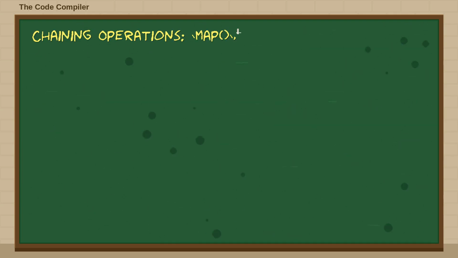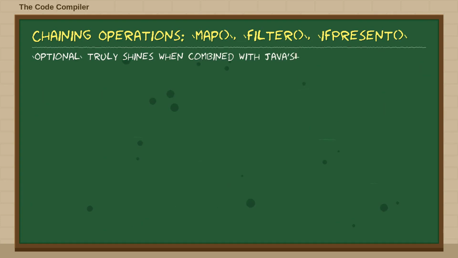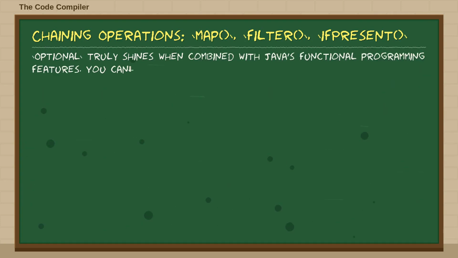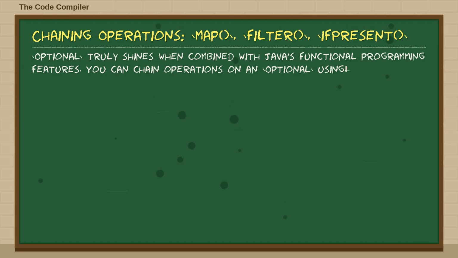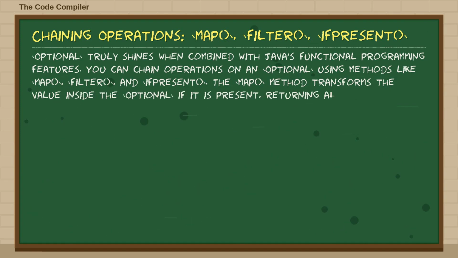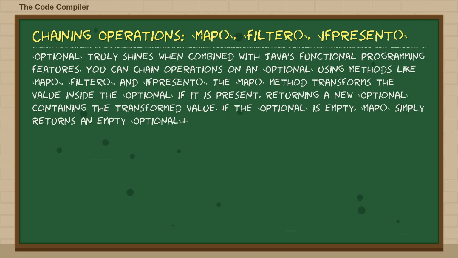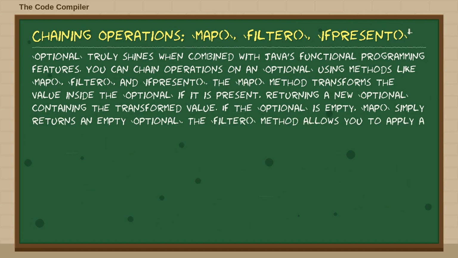Optional truly shines when combined with Java's functional programming features. You can chain operations on an Optional using methods like map, filter, and ifPresent. The map method transforms the value inside the Optional, if it is present, returning a new Optional containing the transformed value. If the Optional is empty, map simply returns an empty Optional.